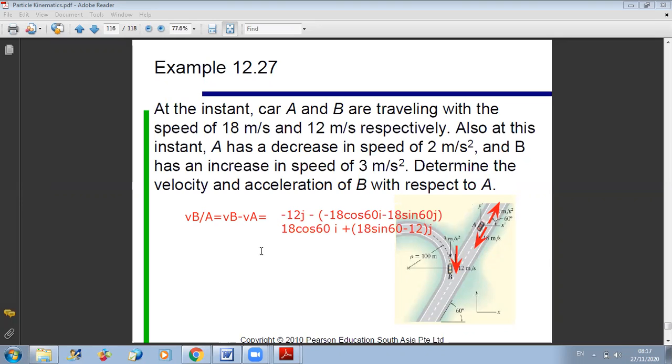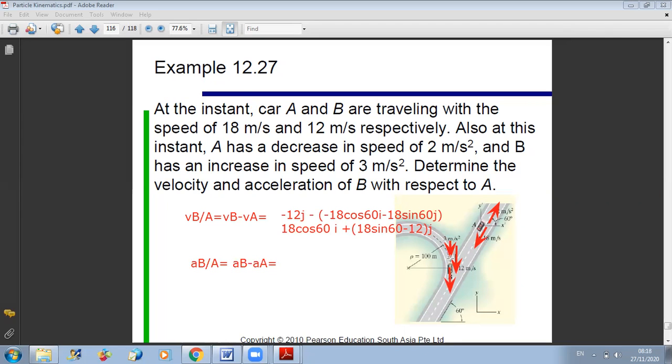Now for the acceleration of B relative to A, you have the acceleration of B minus the acceleration of A. What is the acceleration of B? Two components, because it's moving along a curve. So you have a tangential component. The tangential component is given here. It's 3 meters per second squared in the downward direction.